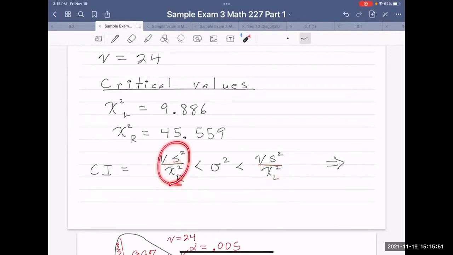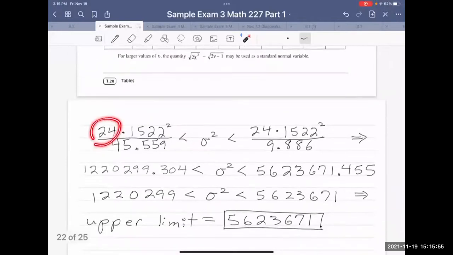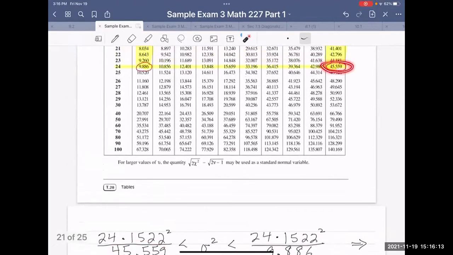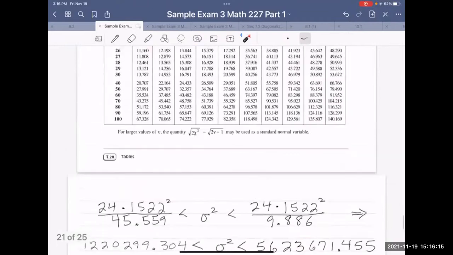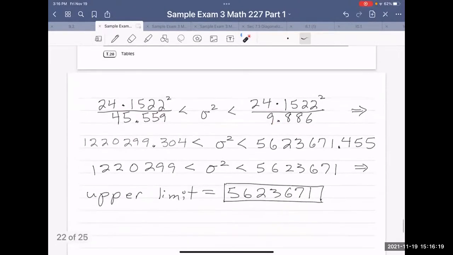So let's figure out each of these. The degree of freedom is 24. My sample standard deviation was 1522. So square that to get the sample variance, and then divide by each of these critical numbers, 45.559 and 9.886.